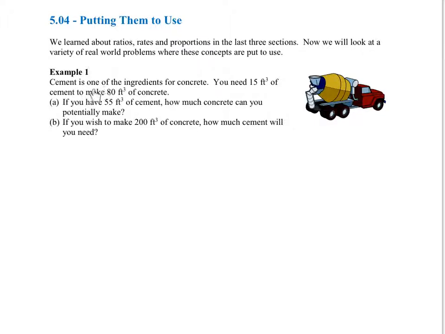So let's say you're mixing cement, right? And you need 15 cubic feet, that's what that little 3 means, of cement to make 80 cubic feet of concrete. Okay, so they're giving us the information that we need. They're telling us the rate. You may think it's a ratio because they both have feet cubed, but the units we're actually working with here are cement and concrete. They're two different things, right? It's like two different ingredients, if you will, for a recipe.